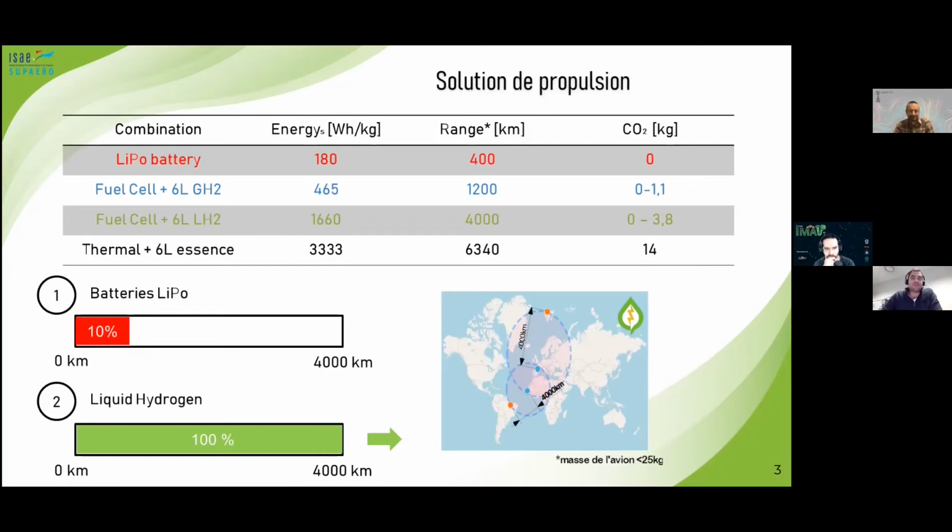And of course, at the end, if you take the example of the thermal engine with 6 liters of petroleum, you can do even more. Of course, the quantity of CO2 is a function, especially for hydrogen, of the production. If the hydrogen is produced in a green way, from electricity which is produced in a green way, then we can have completely zero CO2. Just on the map, I was showing you what a range of 4,000 kilometers represents on the world map. You can see that, for example, you can reach even the high northern parts of the planet if you start from Toulouse.